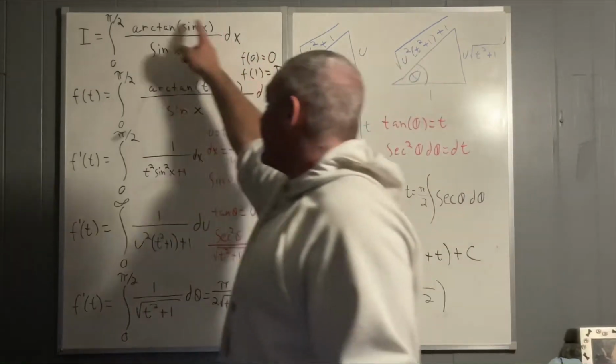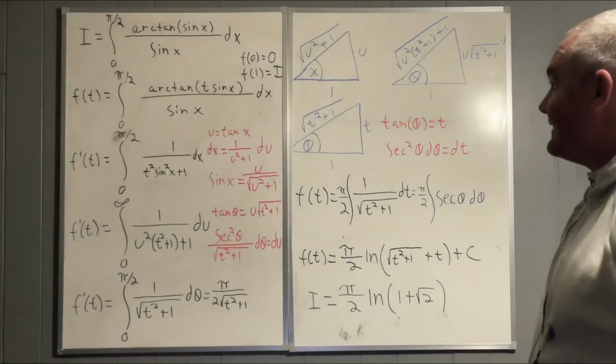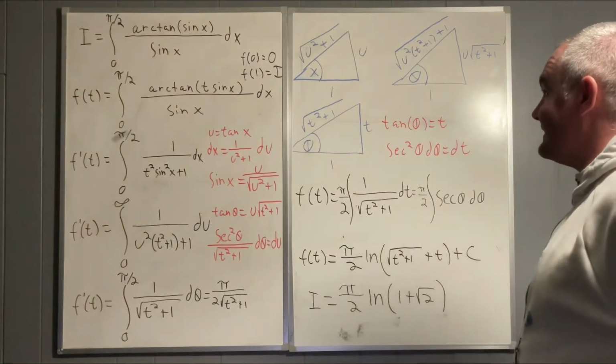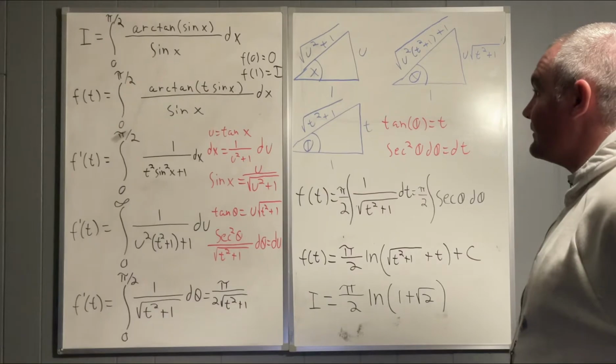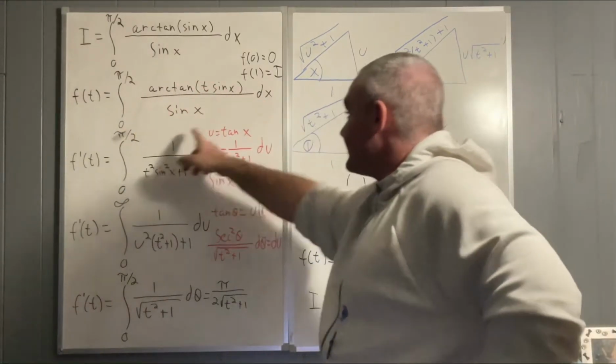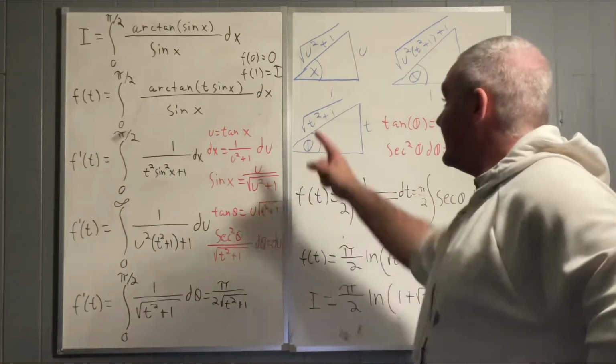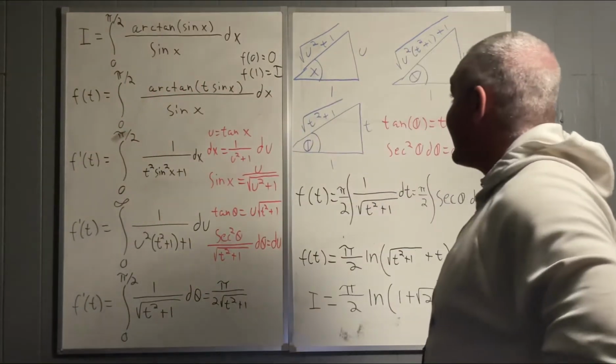Today we'll be evaluating this integral, the integral from 0 to pi over 2 of the arctangent of sine x over sine x dx. We'll be evaluating it using the Leibniz rule. And our first step is to create a function of t closely resembling our original integral. And that's right here. You see I just put a t right in front of that sine x.